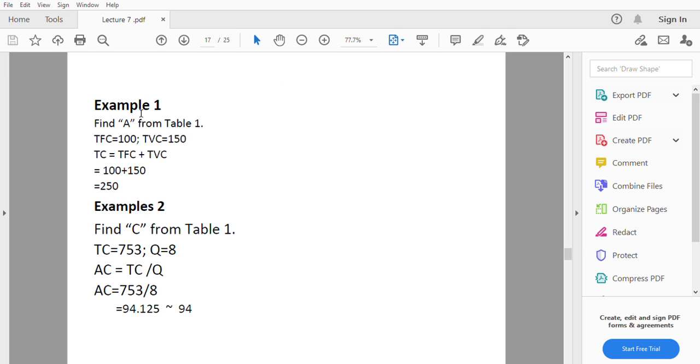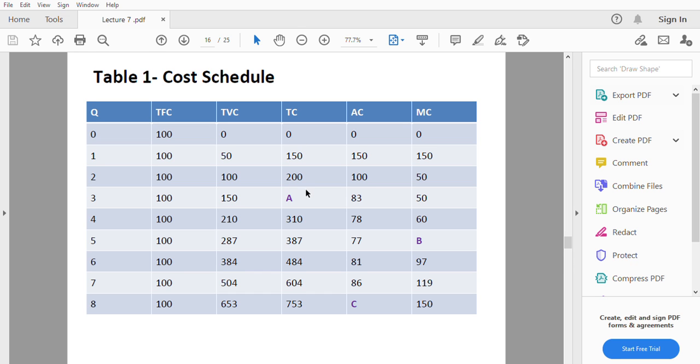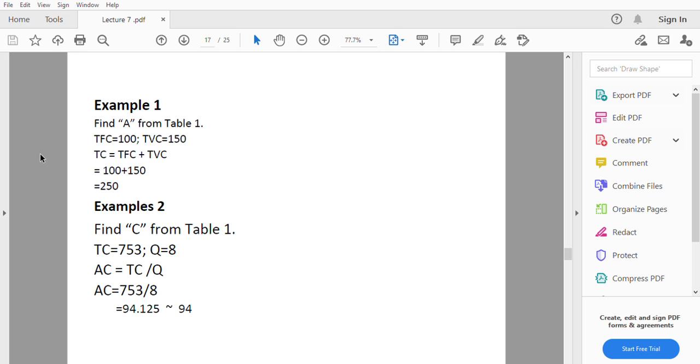So example 1, find A from table 1. Find A means find total cost. Total cost can be calculated in different ways. Total cost is total fixed cost plus total variable cost. So 100 plus 150 will give us A. So 100 plus 150 gives us 250.